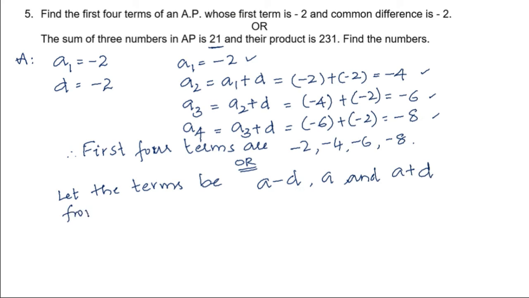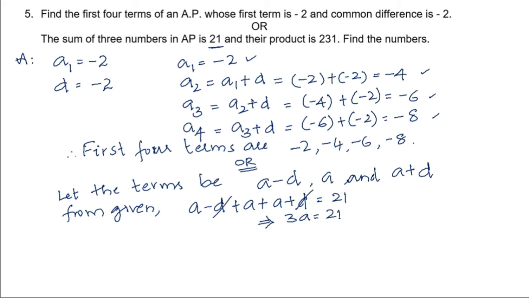From given, we have the sum a minus d plus a plus d equal to 21. So this minus d and plus d will get cancelled. We will be getting 3a as 21. Therefore, a value is 7. When the value of a is 7, we can find, because they have given the product as 231.